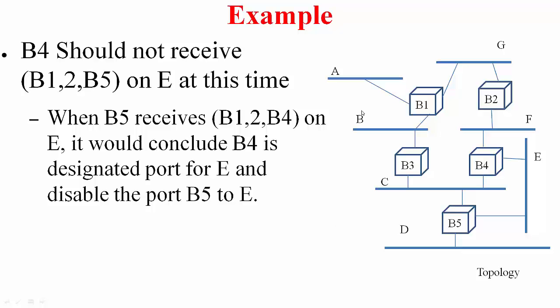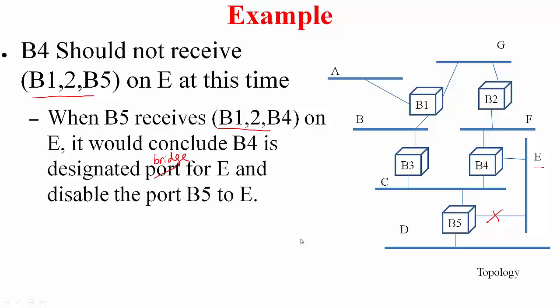B4 should not have received this configuration message from B5 on E at this time, because it had already sent this particular message on E. B5, when it received this configuration message from B4, would have concluded that B4 is the designated bridge for E, and thereby this would have disabled this particular port. So this message would not have come to B4. So B4 will continue to be the designated bridge for E. I hope this explains how the configuration messages are exchanged and how bridges act on the configuration messages.